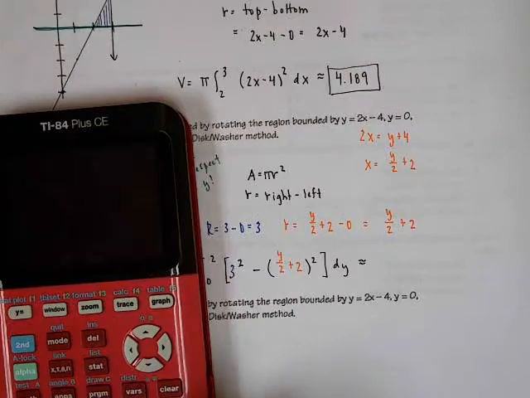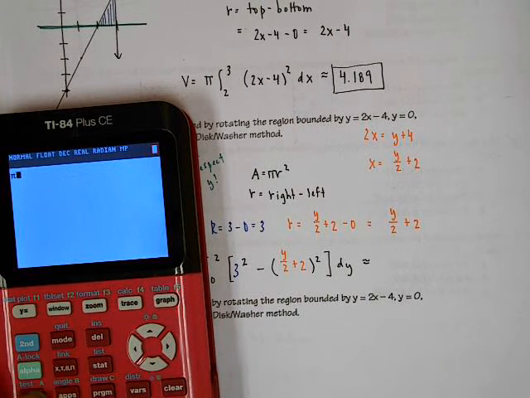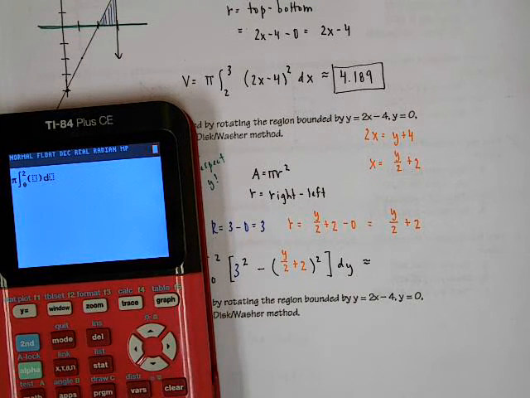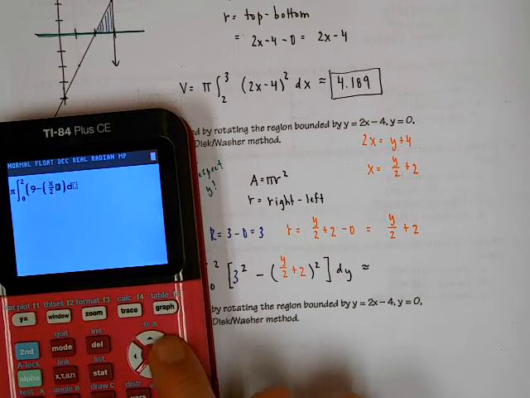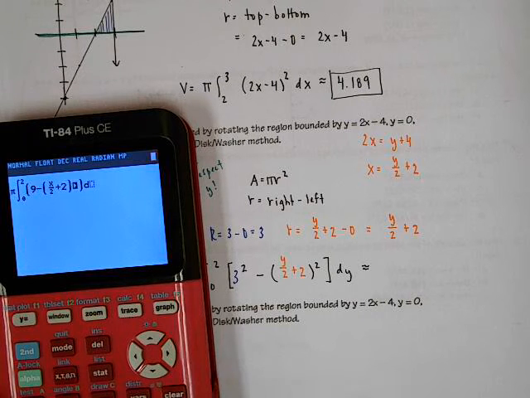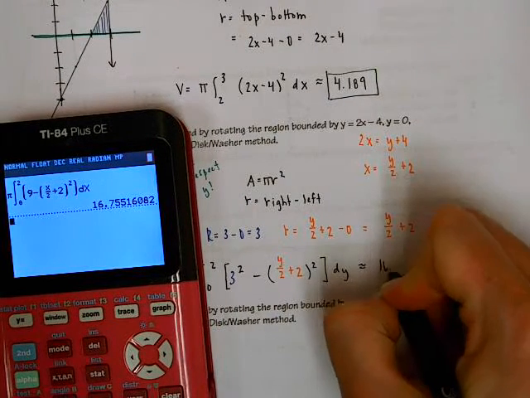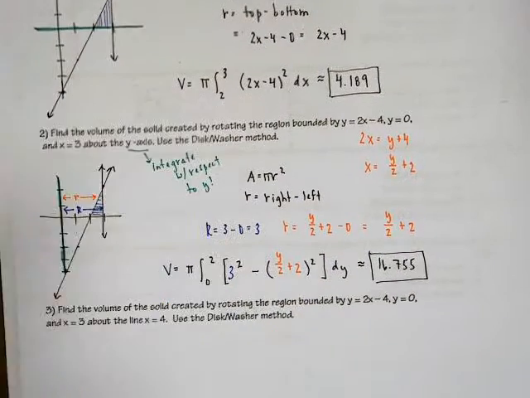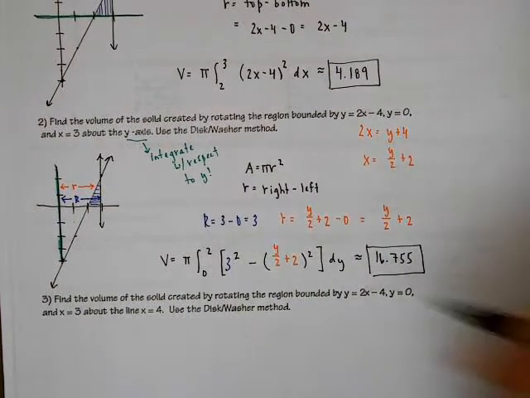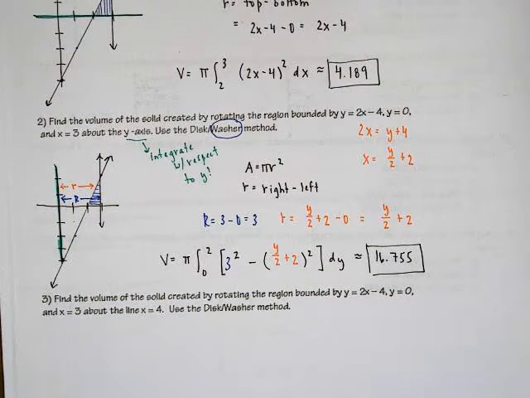Go back to the calculator. I'm just going to square that. 9 minus x over 2 plus 2, quantity squared, dx, and I get 16.755. Okay, so I should have circled here. This one ended up being a washer because of all that blank space. We needed those two radii.